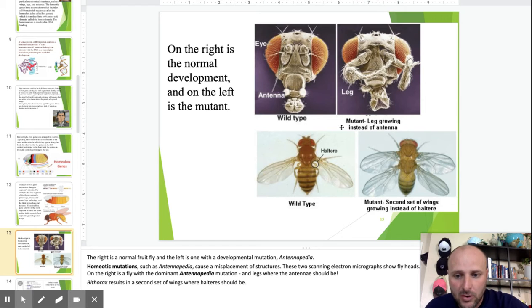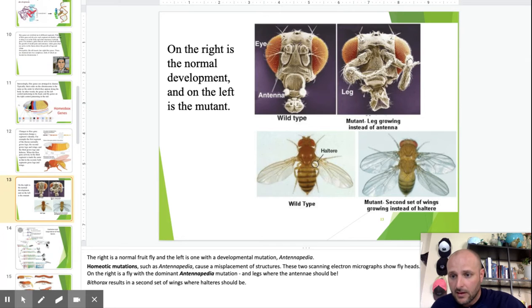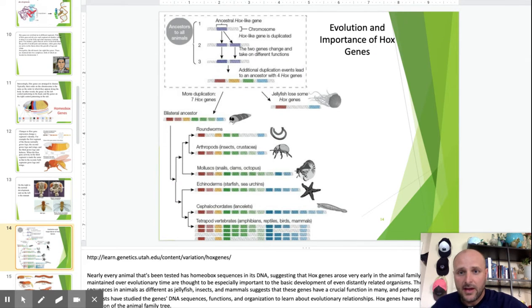Here's an interesting one. Where antennae are supposed to be growing, you have legs. That's because scientists can take certain Hox genes and move them around, and get different expressions of body plans, which is really kind of crazy, and it helps show them what Hox genes did and how they control certain things. Got to go through this here kind of quick.